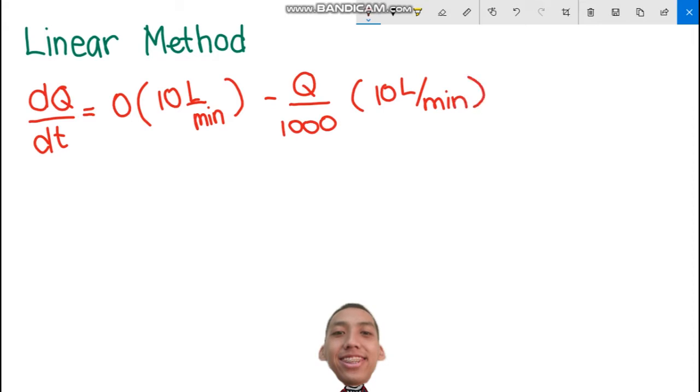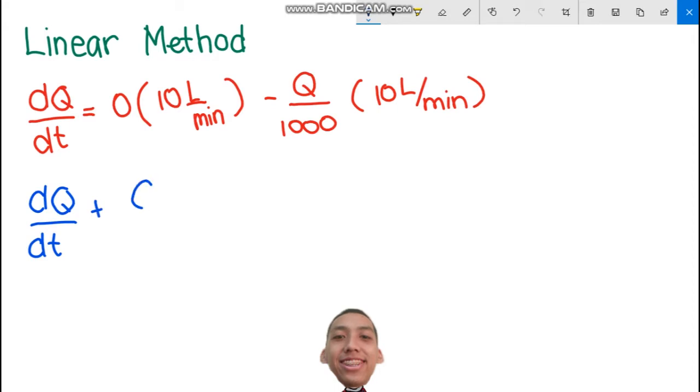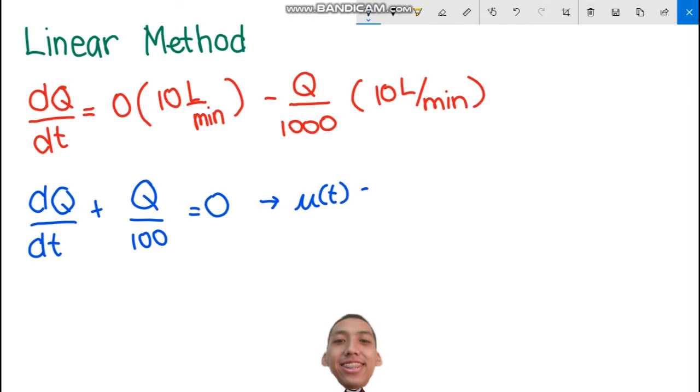Then, we will manipulate the equation to put it in this form: dQ over dt plus Q over 100 equals 0, since Q over 1000 multiplied to 10 liters per minute will be Q over 100. This is a form where dQ over dt plus p of t times the variable is equal to g of t. To find the integrating factor, we need to do this.